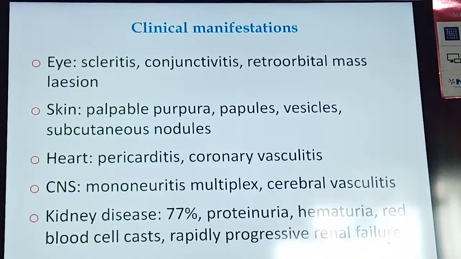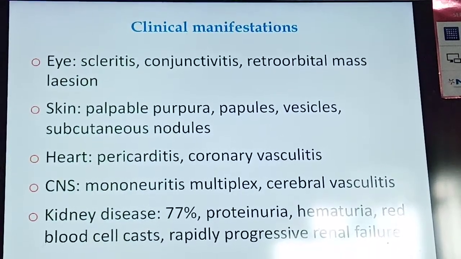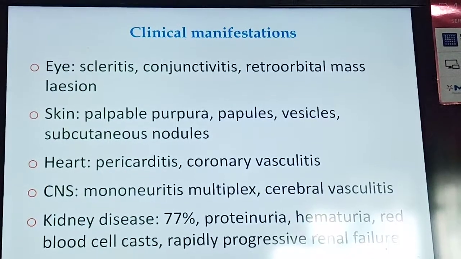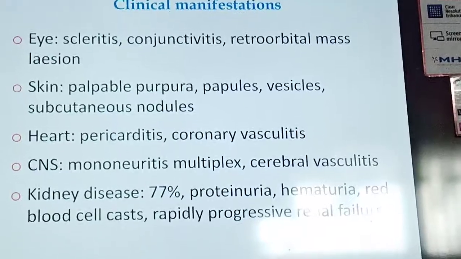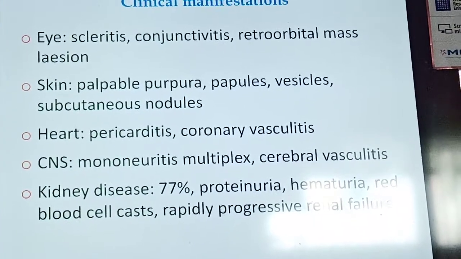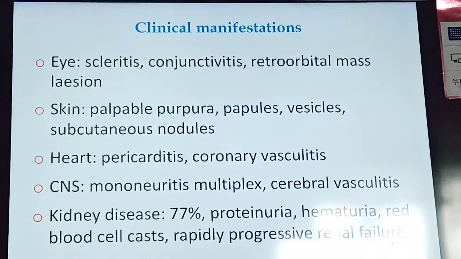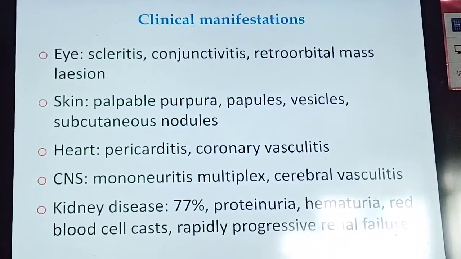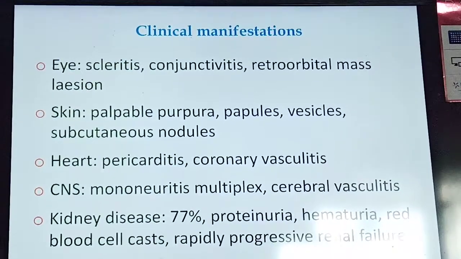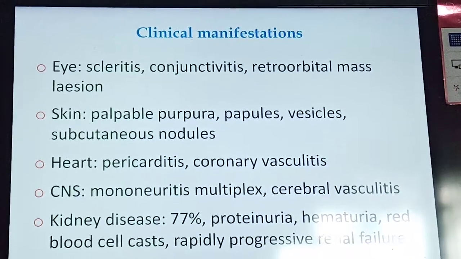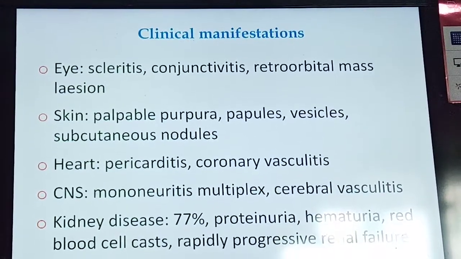In the eye, there is scleritis, conjunctivitis, and retroorbital mass lesion. In the skin, there is palpable purpura, papules, vesicles, and subcutaneous nodules. In the heart, there is pericarditis and coronary vasculitis. In the CNS, there is mononeuritis multiplex and cerebral vasculitis. In the kidney, in 77% of cases, there is proteinuria, hematuria, red blood cell casts, and rapidly progressive renal failure may occur.